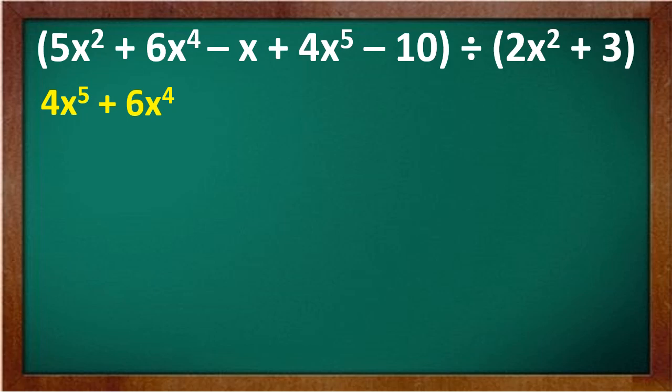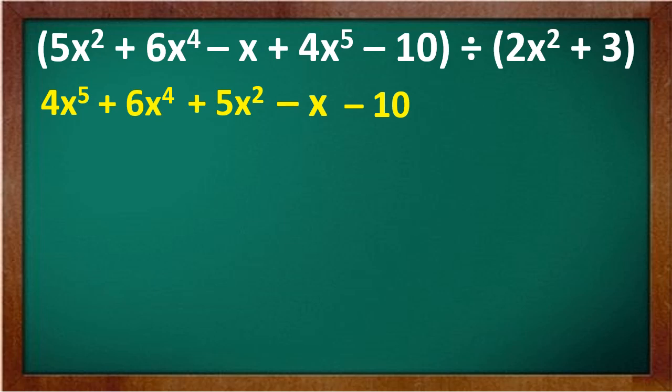And the next one is 5x squared. And then next is negative x. And then negative 10. Once the given dividend is arranged, what you need to do next is to complete the given polynomial. So, analyze if the terms are complete.